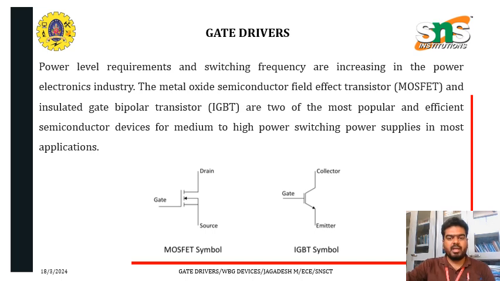The metal oxide semiconductor field effect transistor, that is MOSFET, and the insulated gate bipolar transistor, IGBT, are two of the most popular and efficient semiconductor devices for medium to high power switching power supply applications. Here we can see the symbols for MOSFET and IGBT. In a MOSFET, there are three terminals, that is gate, drain, and source, that we know already. The gate is used to control the current flow between the source and drain. The IGBT symbol has gate, collector and emitter.